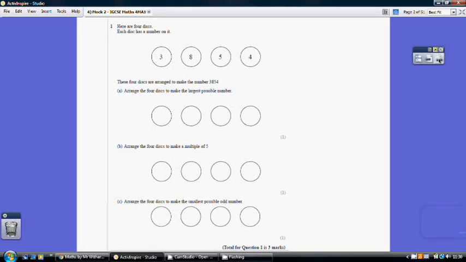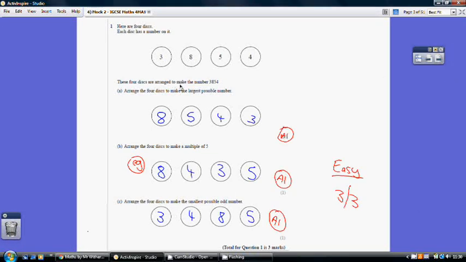Question 1. So these 4 discs are arranged to make the number 3854. Arrange the 4 discs to make the largest possible number.